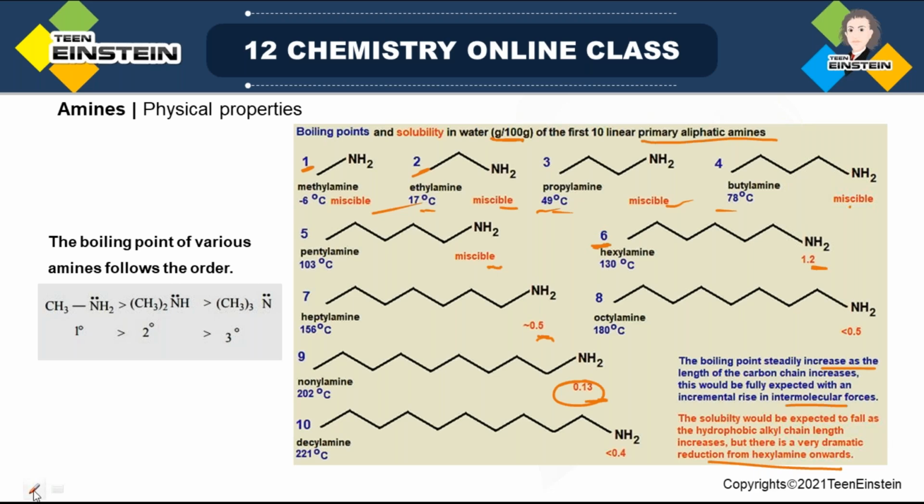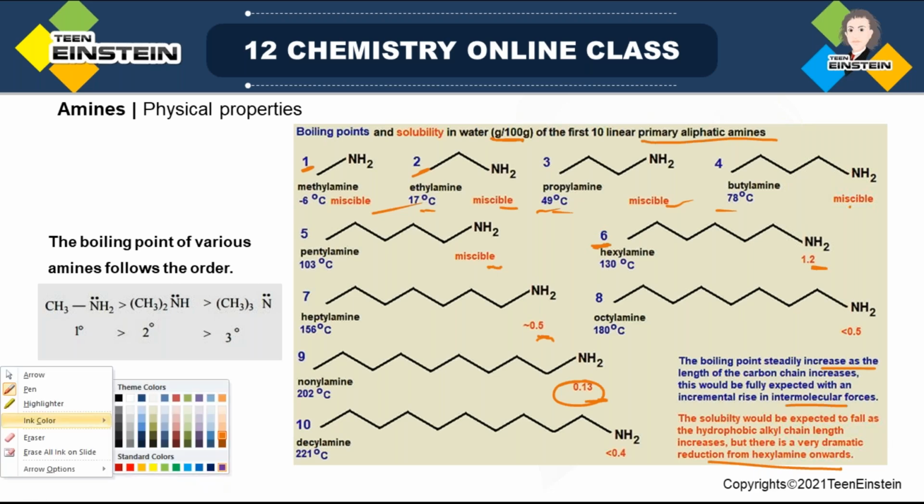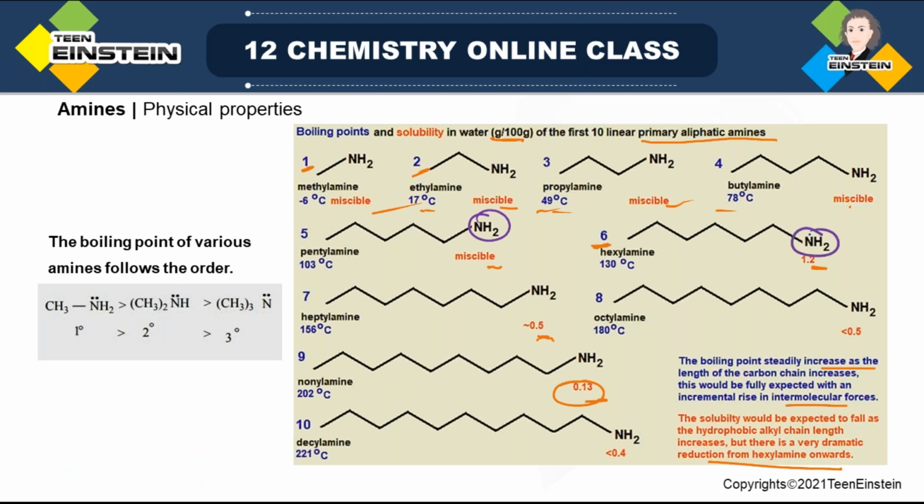Solubility is basically because of this NH2 group, right? NH2 group is fixed. You are not changing that. You are just changing the carbon number in the chain. So keeping the polar part fixed, you are just increasing the non-polar part. So that is why there is reduction in solubility: 1.2, then 0.5, lesser than 0.5, 0.13, lesser than 0.4. In this way we can compare boiling points and also solubility, and all these are primary amines and also aliphatic amines.